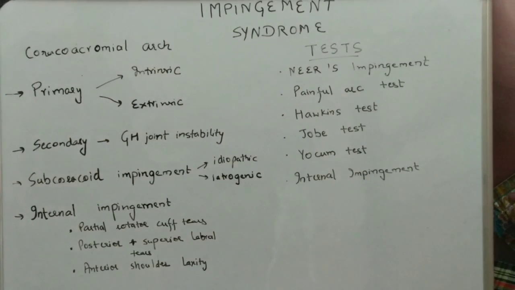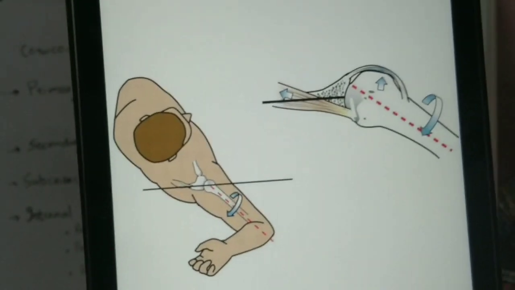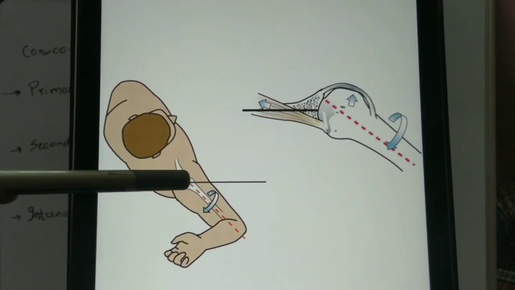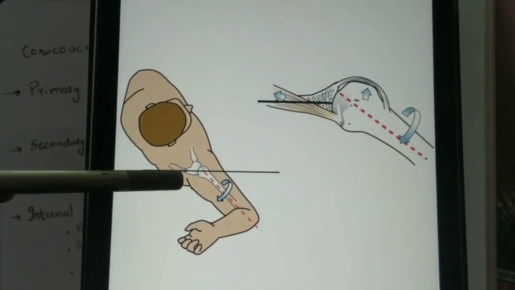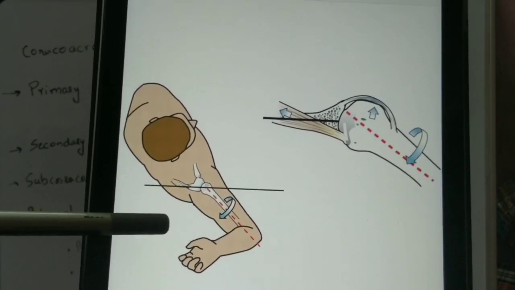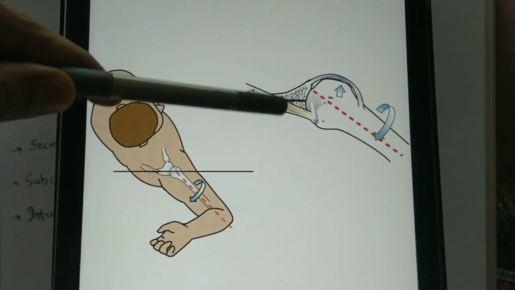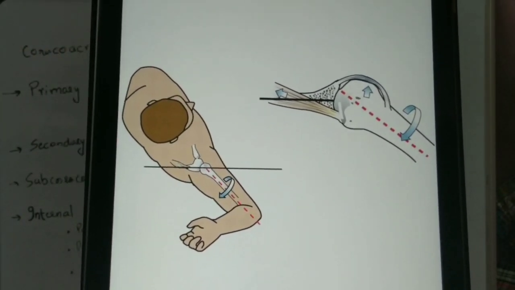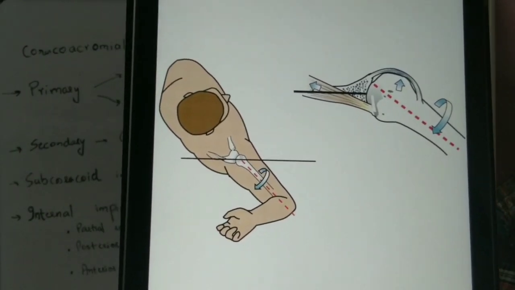Then talking about the internal impingement, this impingement occurs only when our arm is at 90 degrees of abduction and external rotation. This impingement occurs while throwing a ball, when we are trying to throw a ball at 90 degrees of abduction and external rotation.